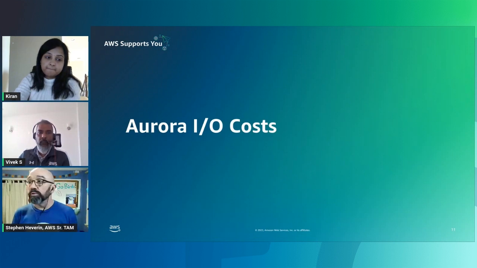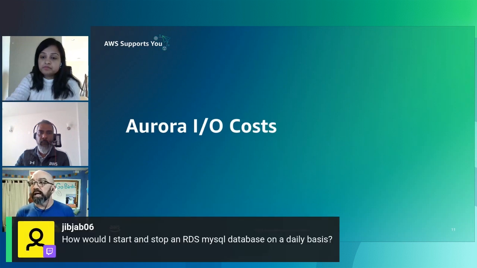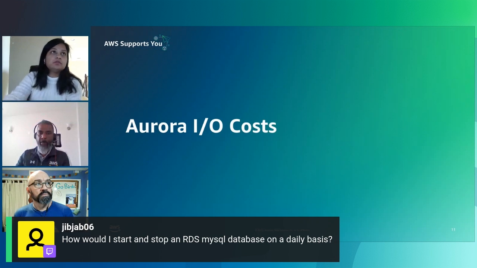Thanks, Karan. We do have one question from the chat from JibJab06. They would like to know how they would start and stop an RDS MySQL database on a daily basis. So here we can create and automate this by using Lambda. There is a blog that we can use where you can automate the script using Lambda, or you can have a shell script running on EC2. You can just try to automate this process of starting and stopping.